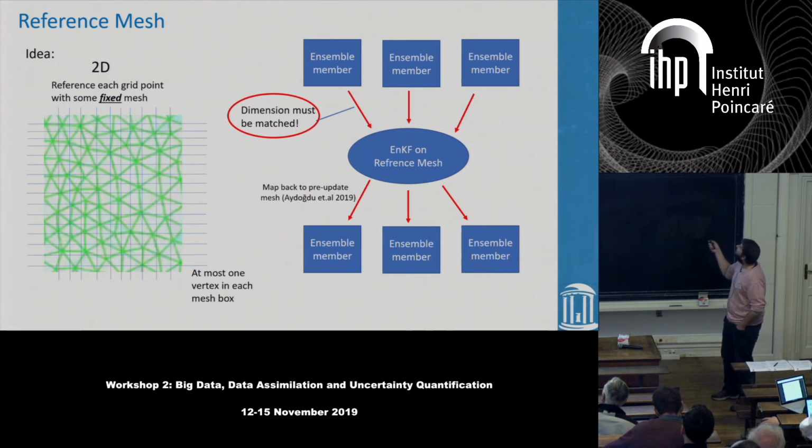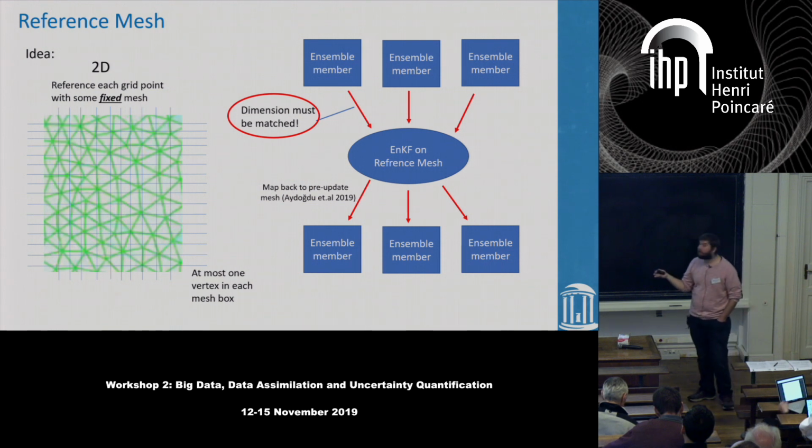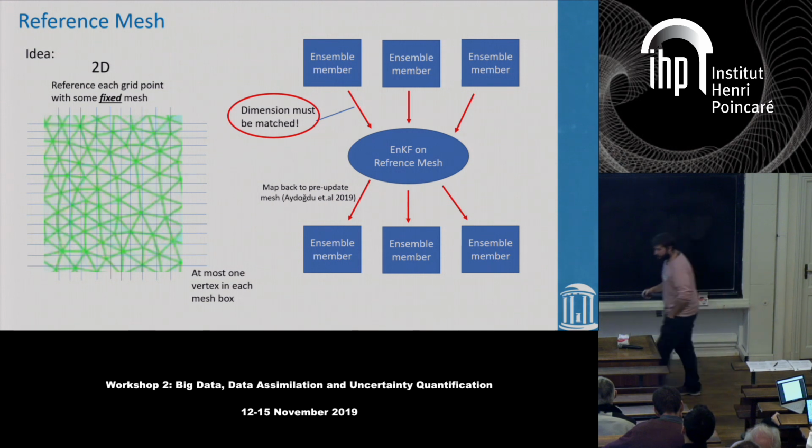So you may take those ensemble members, maybe you put down this grid, and then if an ensemble member does not have a point in that grid box, you interpolate to it so that you can match the dimension. That's the key here. Then you can do an EnKF on that reference mesh. Then you have to map back somehow, back to the original ensemble member.